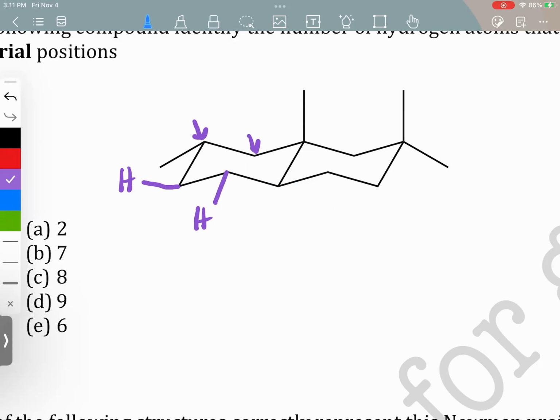What about this one back here? Yes, that can go up. Up equatorial. None here, because we already have all 4 bonds for that carbon. What about this one? It'll be up equatorial. And this carbon, down equatorial. Lastly, up equatorial. And this carbon again, all 4 bonds.